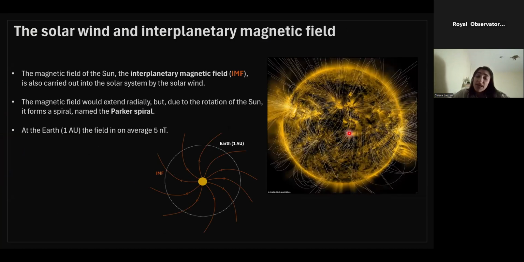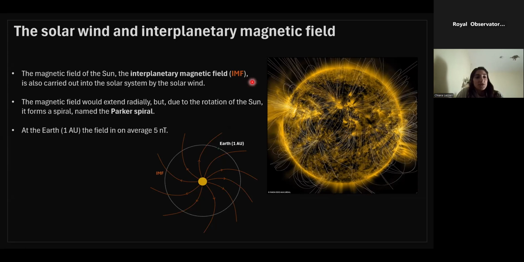So our planet is not actually the only object that has a magnetic field. The sun also has a magnetic field that is carried out into interplanetary space by the solar wind. So we call this magnetic field the interplanetary magnetic field. This takes a while to say, so I might call it IMF every now and then, so please remember this acronym.